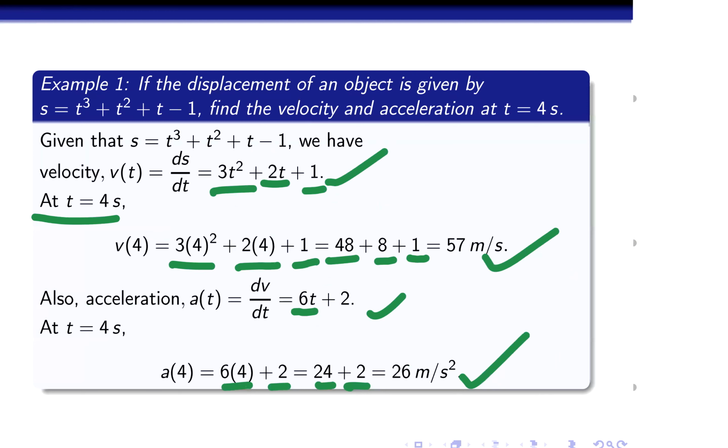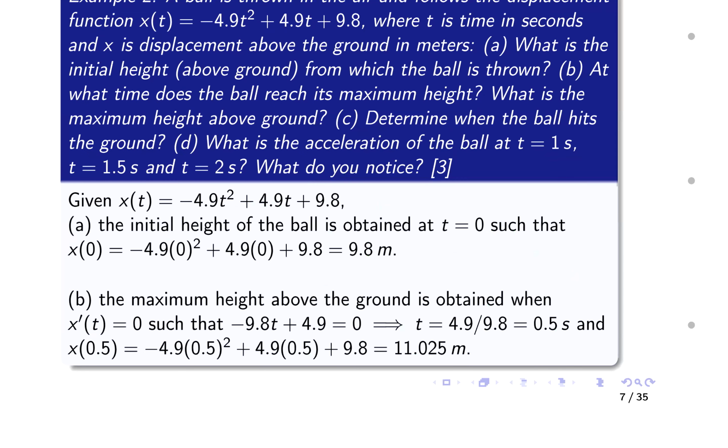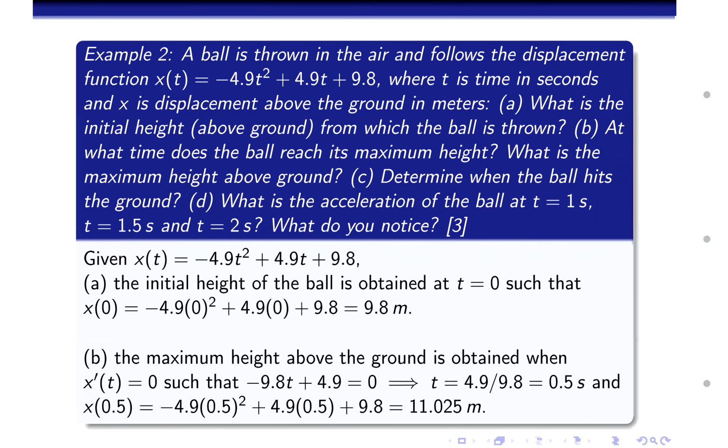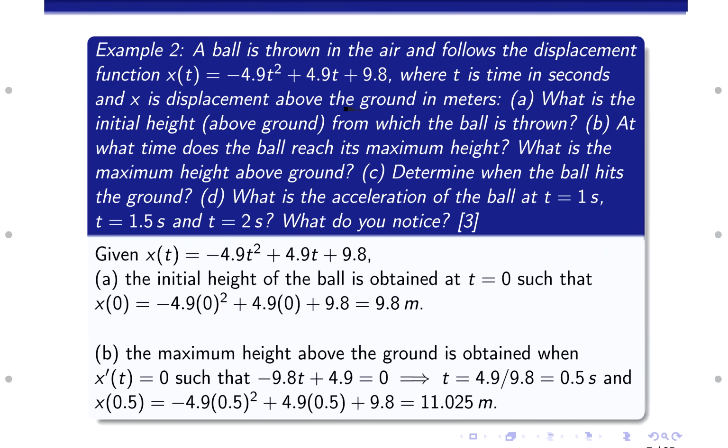So let's do something a bit more like the kind of questions you find in physics. Example 2: a ball is thrown in the air and follows the displacement function x of t equals minus 4.9t squared plus 4.9t plus 9.8. That's like a body falling under gravity, like a projectile, where t is time in seconds and x is displacement above the ground. Now the first question: what is the initial height above the ground from which the ball is thrown?